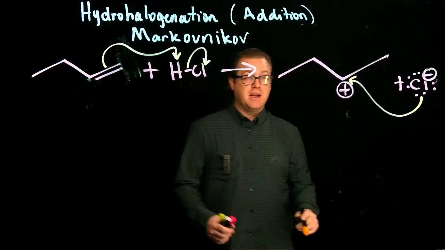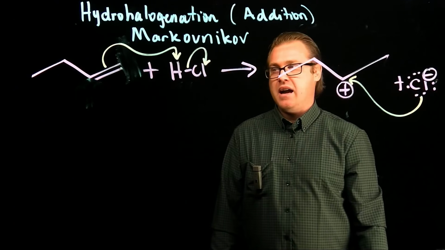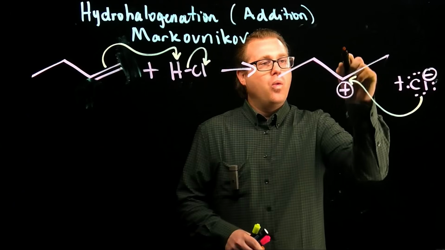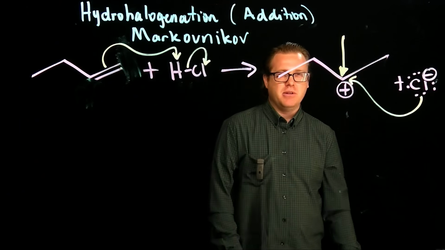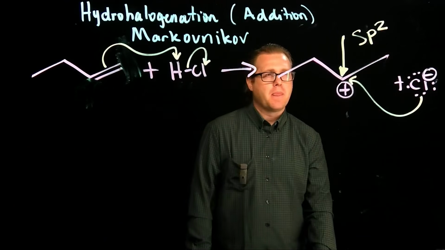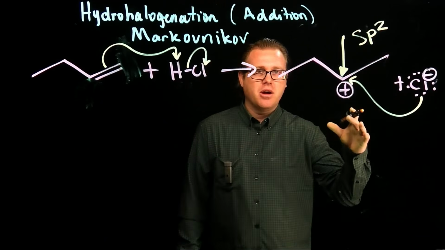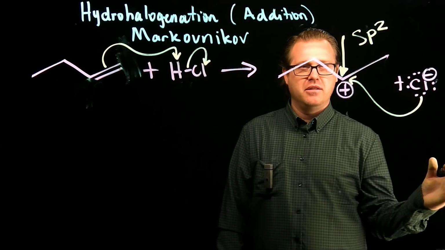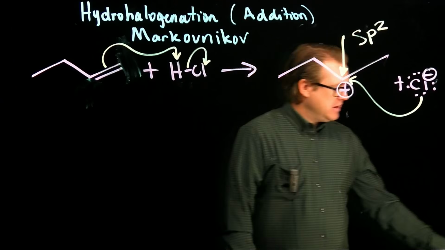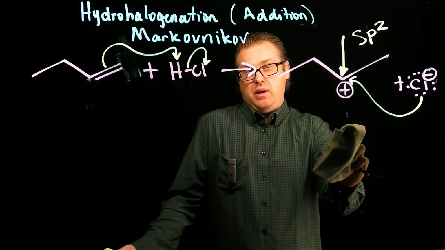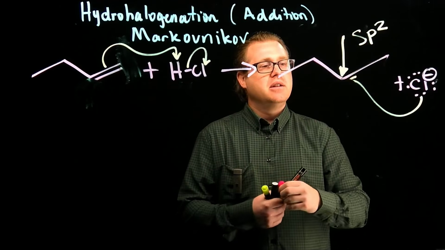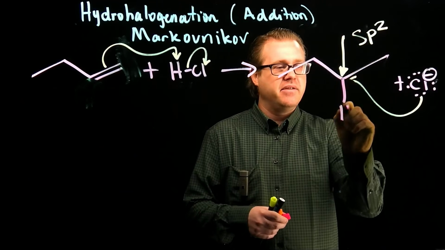But the approach at which that chloride attacks that carbocation is very, very important. Because what is the hybridization state of that carbon? Do you all see that it is sp2 hybridized? And if we have an sp2 hybridized carbon, that means it's trigonal planar, which means it's flat. Flat, flat, flat. Who cares that it's flat? Well, the shape of molecules determines their reactivity.